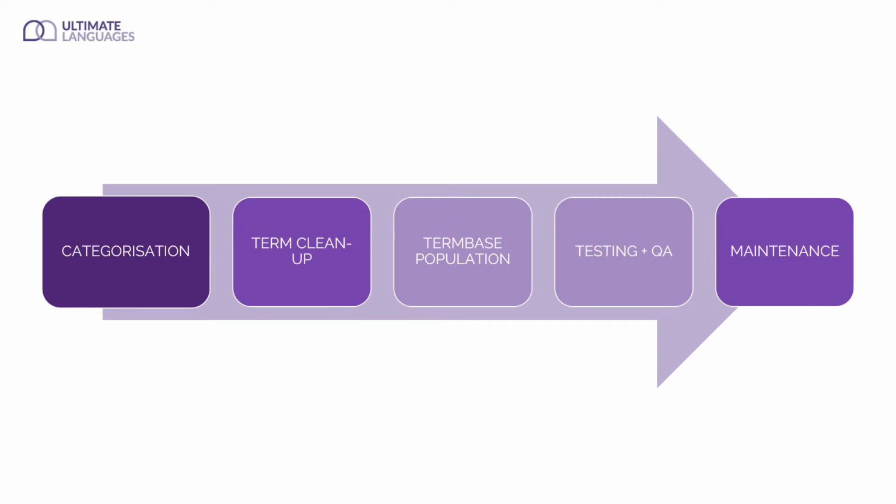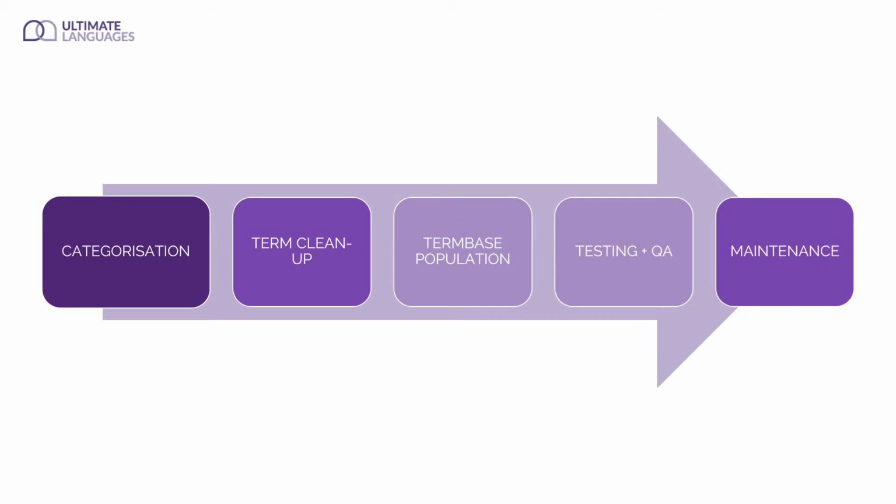3. Term-based population. Populate your term base with the final approved terms, their attributes, including a simple description and the multilingual equivalents. 4. QA. If you're utilising authoring and/or translation tools, ensure that you check how your glossaries interact with the platforms and run a thorough test.